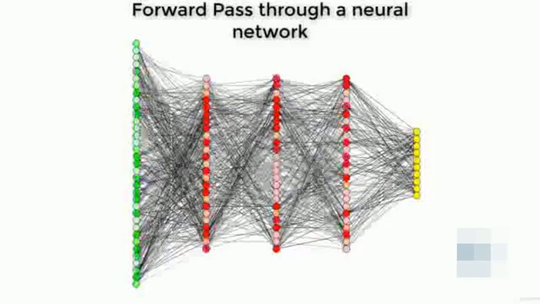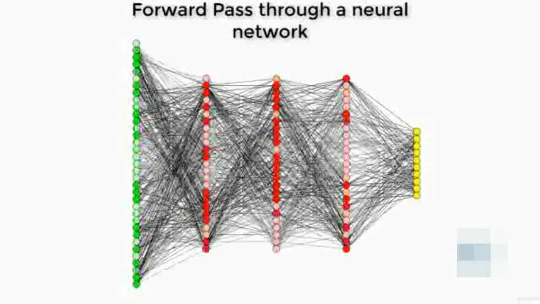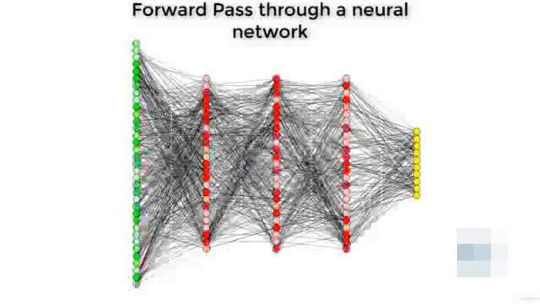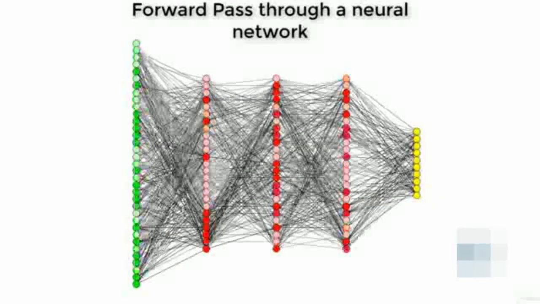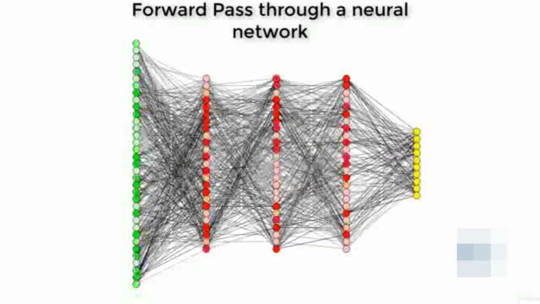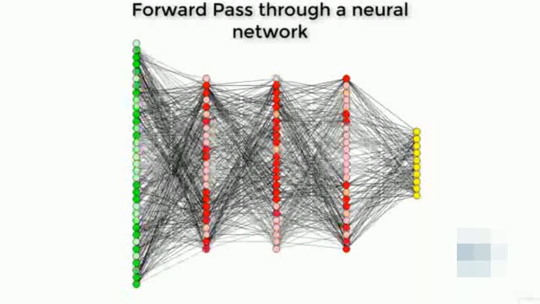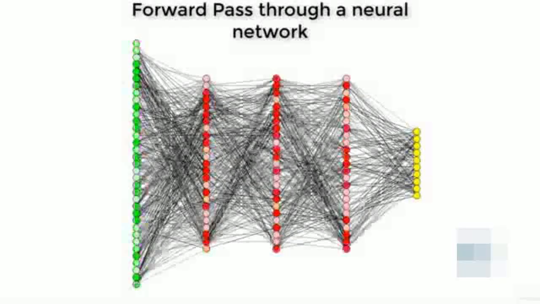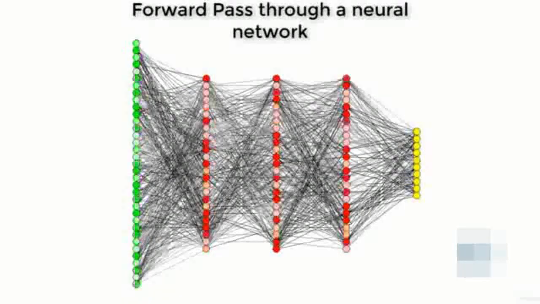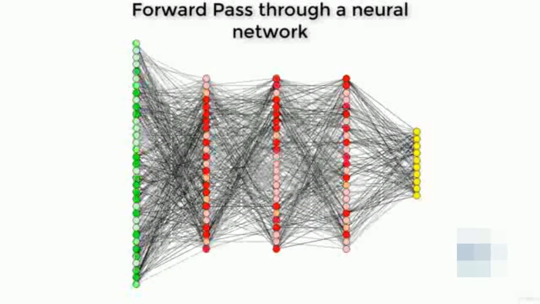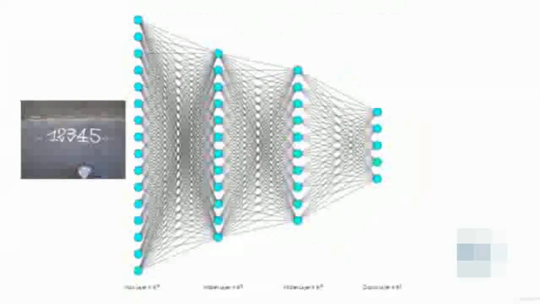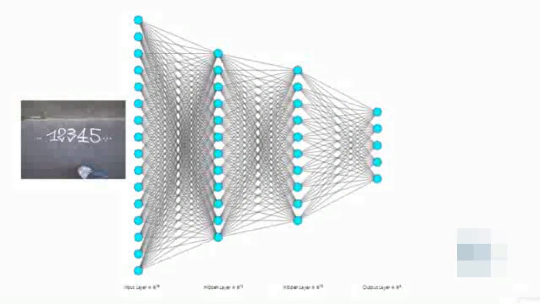Next is the forward pass through a neural network. Once we obtain the output for a given node, the obtained output is the value that is passed as input to the nodes in the next layer. This process continues until the output layer is reached. The number of nodes in the output layer depends on the number of possible output or prediction classes we have. In our example, we have 5 possible prediction classes.